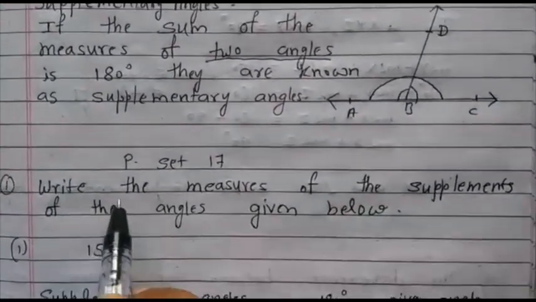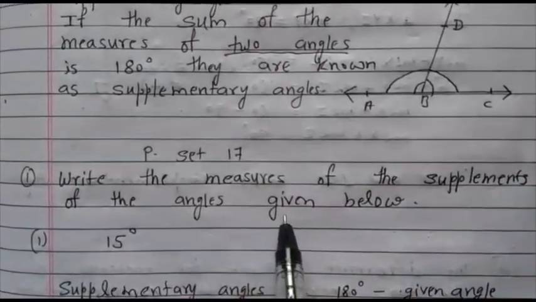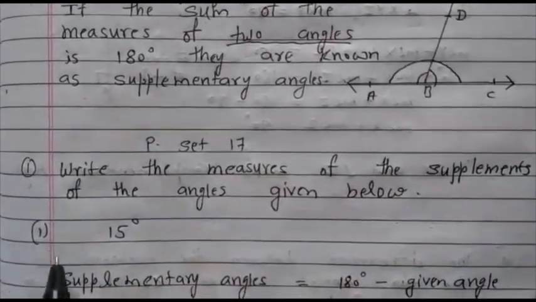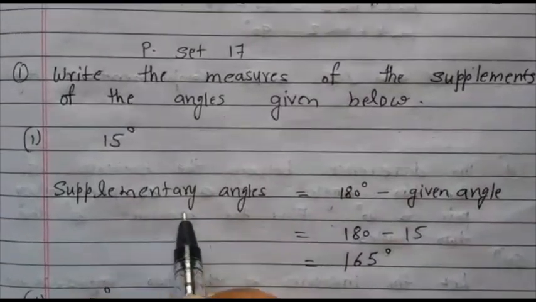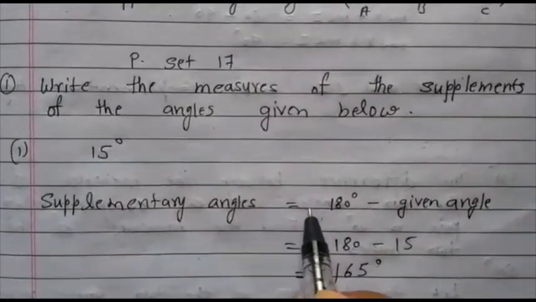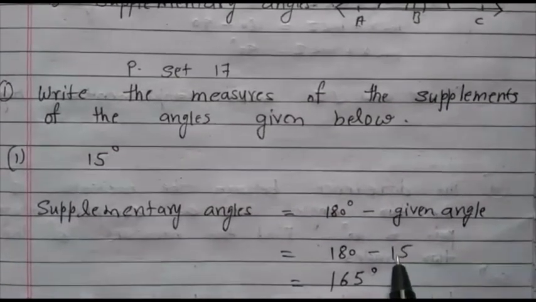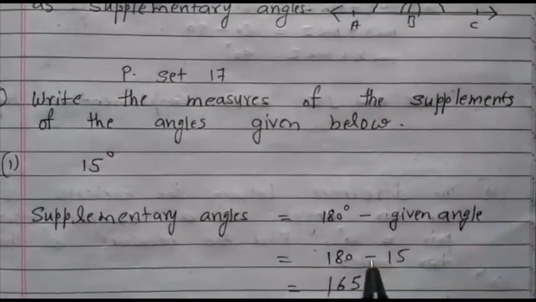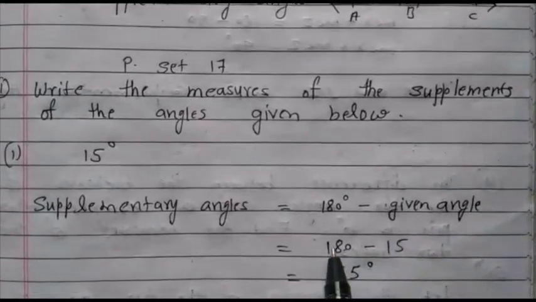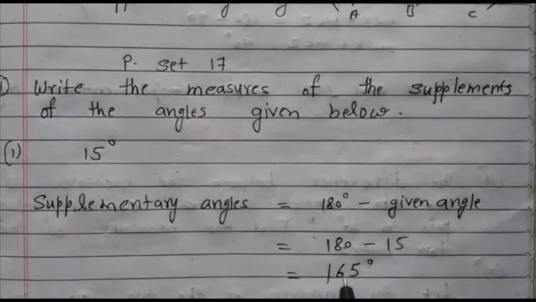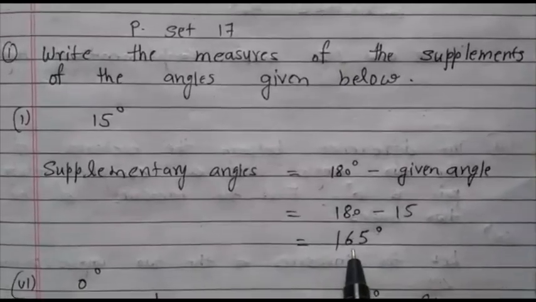Question number 1. Write the measures of the supplements of the angles given below. So the first angle given is what? 15 degrees. We want to find out the supplementary angle. So supplementary angle is equal to 180 degrees minus the given angle. The given angle is what? 15. Now 180 minus 15: 10 minus 5 is 5, 7 minus 1 is 6, 1 write down as it is. That is 165 degrees. So the supplementary angle is 165 degrees.